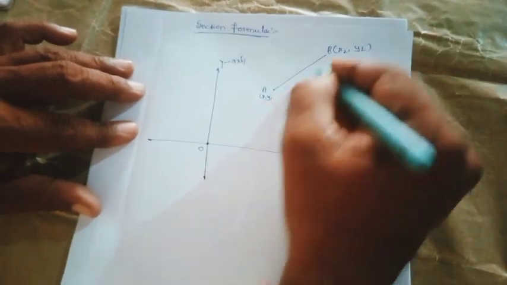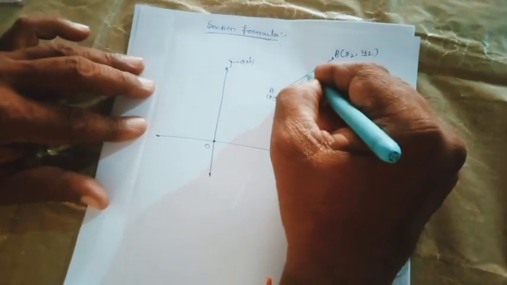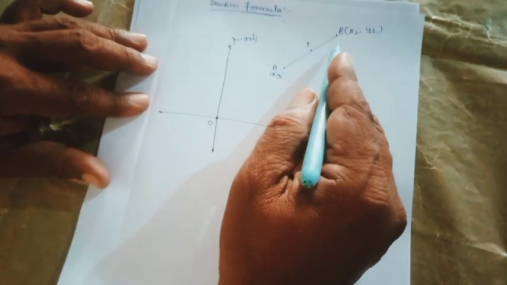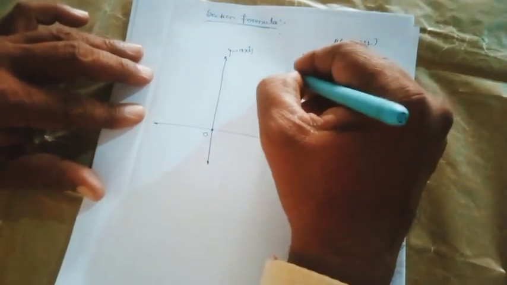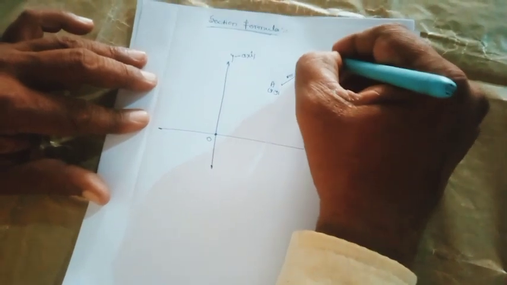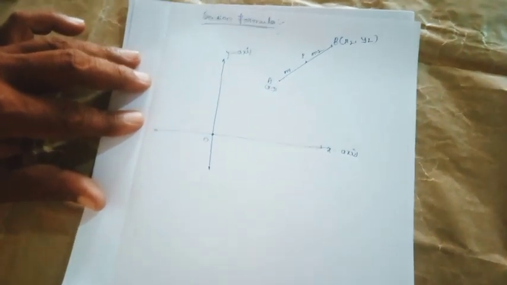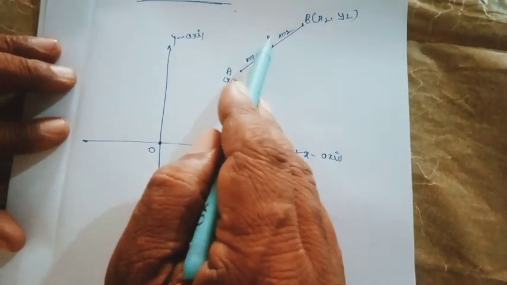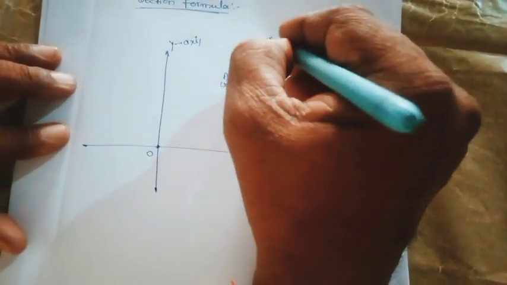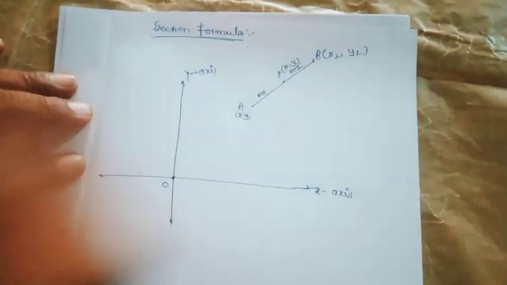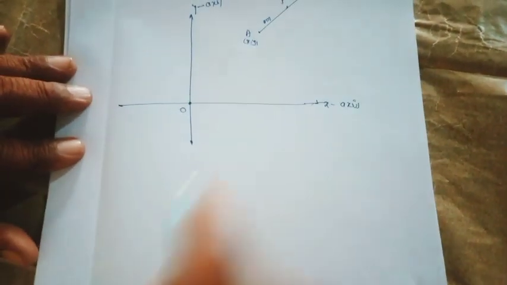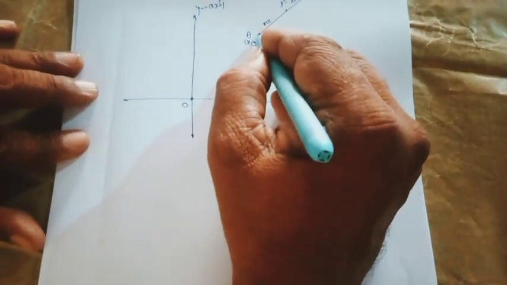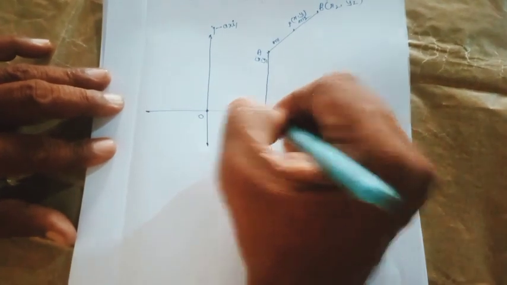Any point P divides this line AB internally in the ratio m1 is to m2. We want to find the coordinates of that point, here (x, y). Now, to derive the section formula, you have to draw perpendicular lines.